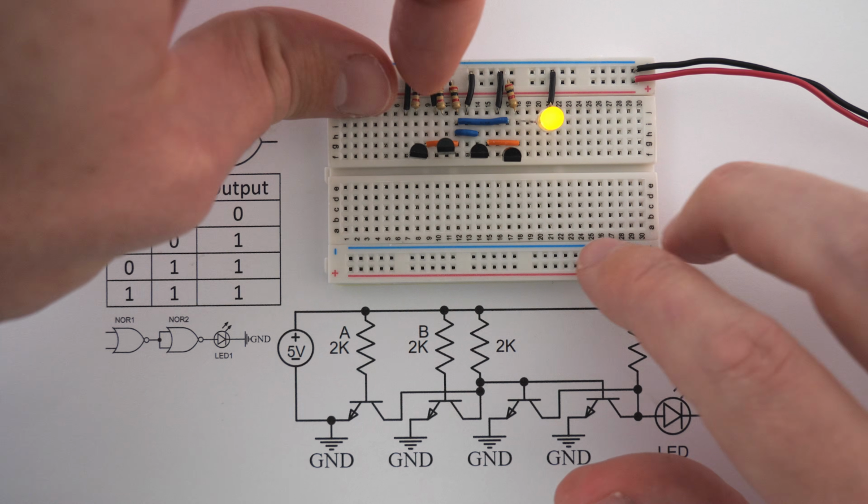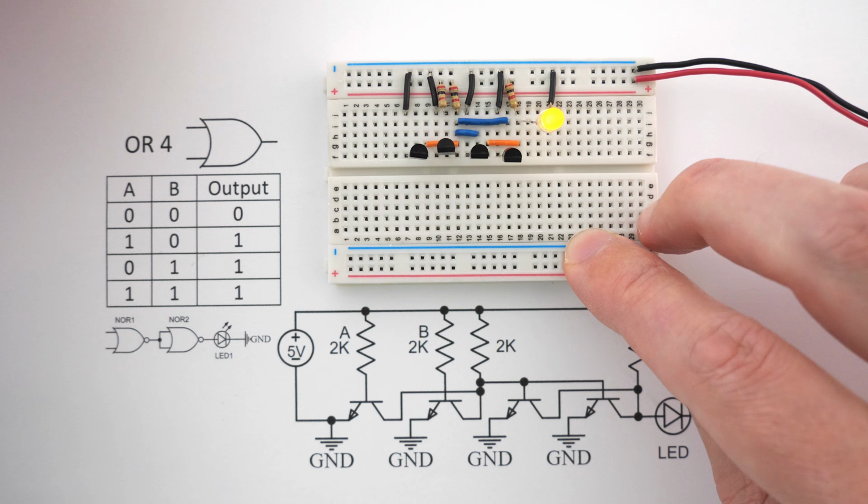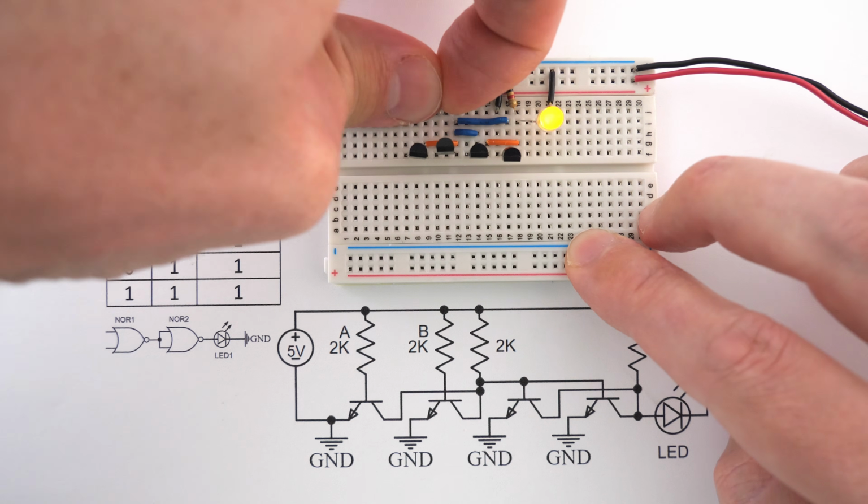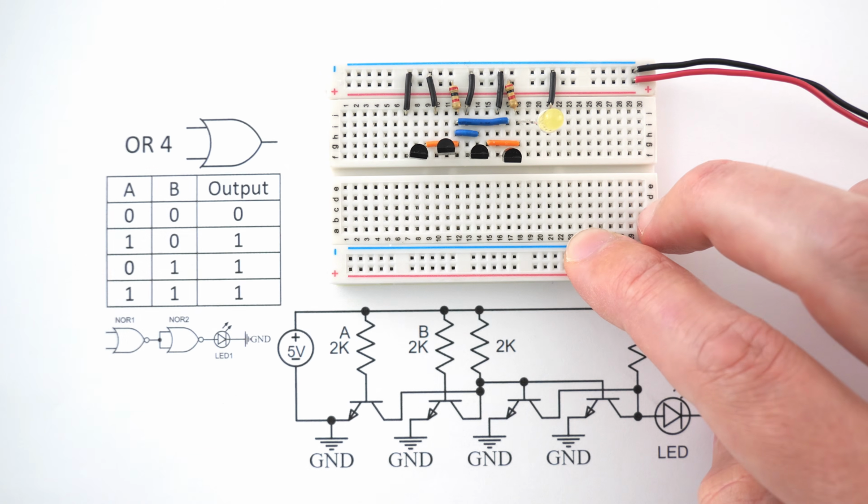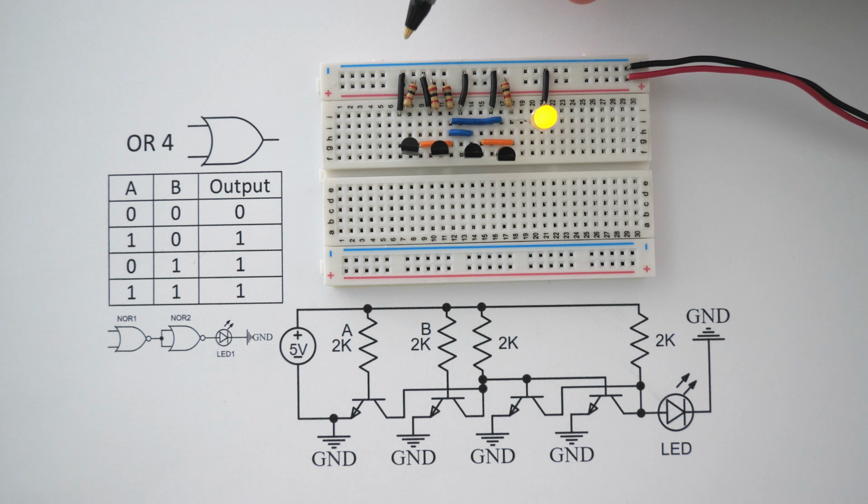And if we remove input A, the LED should still be on. And if we remove inputs A and B, the LED should shut off. I have now reconnected power into inputs A and B, which is why this LED is turned on. Let's look at how this circuit is actually built.